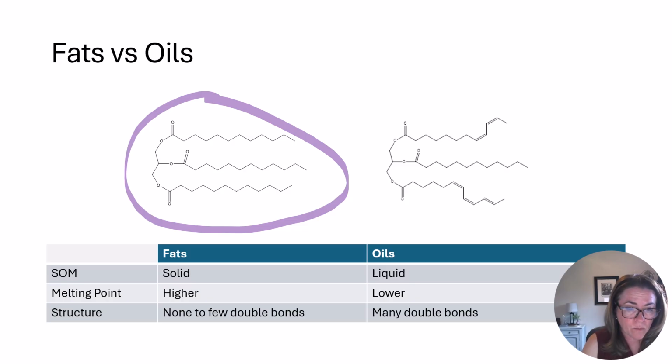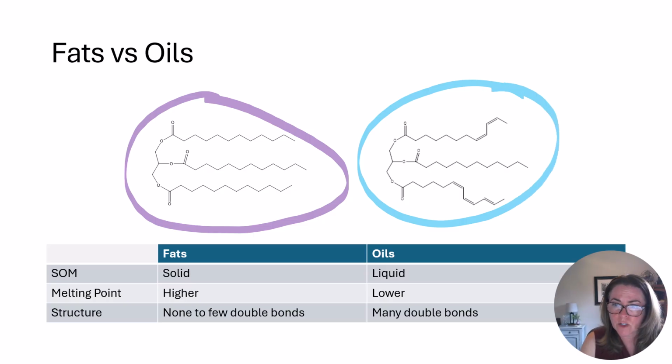Now, again, we've noticed here that for this particular example, it's completely saturated. So the structure for fats is going to have none to very few double bonds. This is going to look different than our oils.